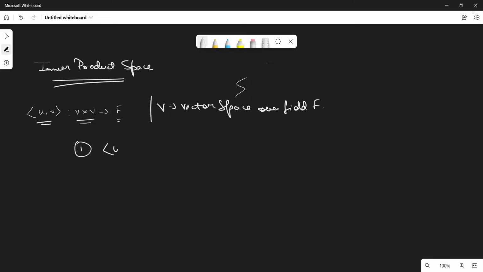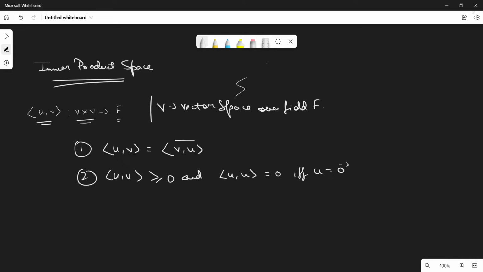Condition number one: <u,v> is equal to the conjugate of <v,u>, variables reversed. Number two: <u,u>, inner product applied on the same variable, same values, is greater than or equal to 0, and <u,u> equals 0 if and only if u is a 0 vector. This condition is called the positive definiteness condition.